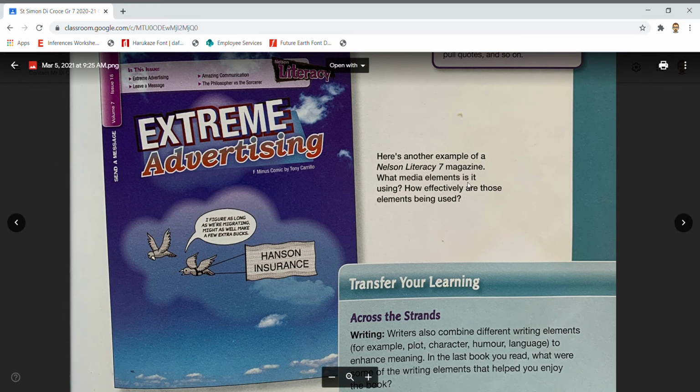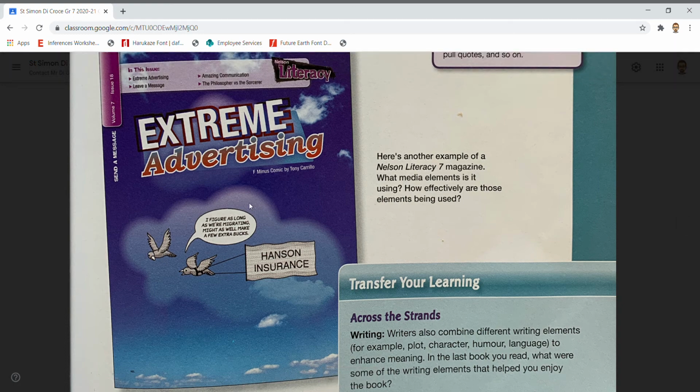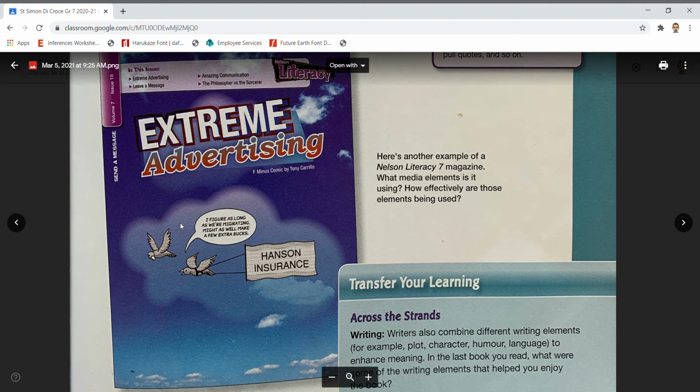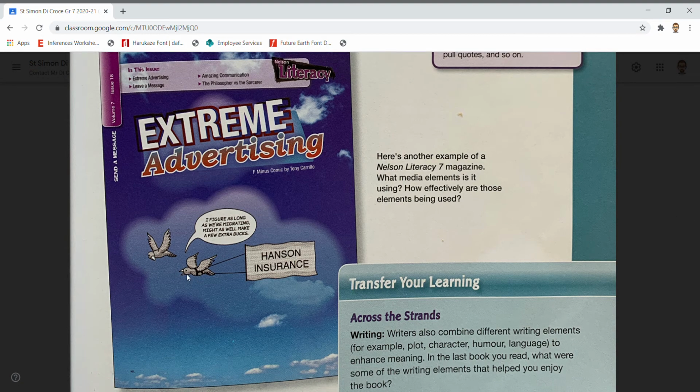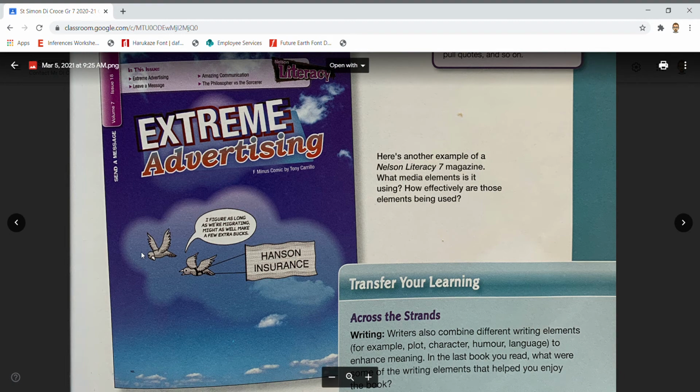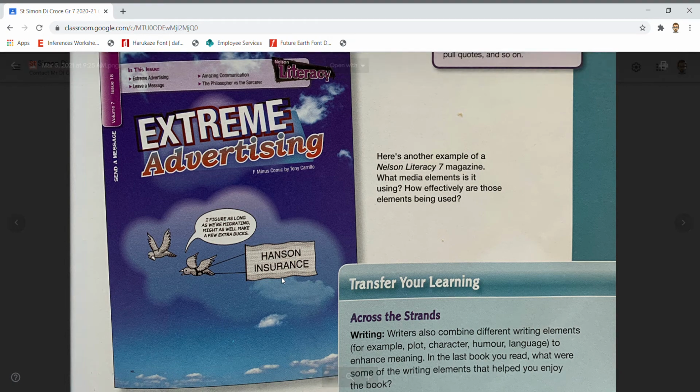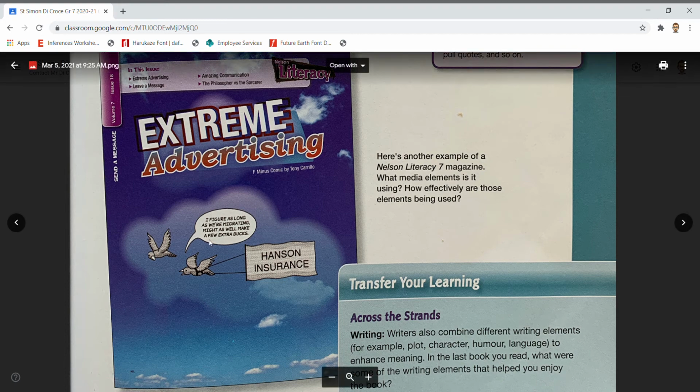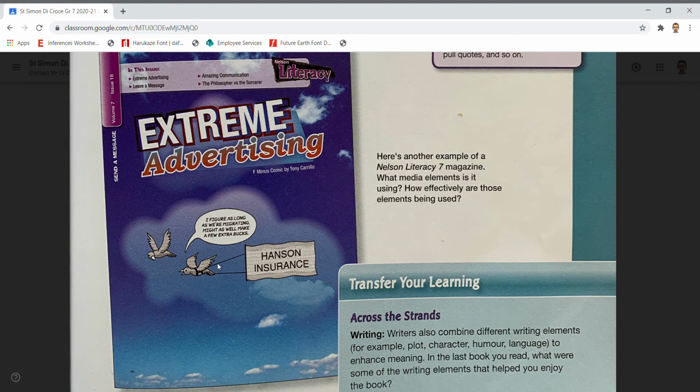Here's another. What media elements is it using? Well, look at the title, look at the sky, the graphics, the birds, the cleverness of that whole thing, this voice bubble here. The two birds talking together, this is personification. Okay, birds speaking like humans and taking on the attributes of, for example, endorsements, which you usually associate with athletes. In this case you've got birds here as the protagonists of this advertising spot. Extreme advertising. Yeah, this is definitely taking it to the next level of advertisement.